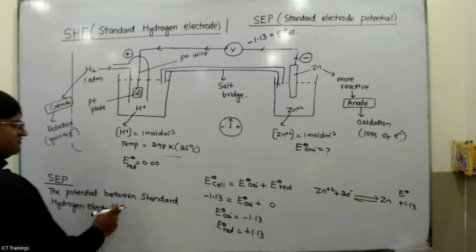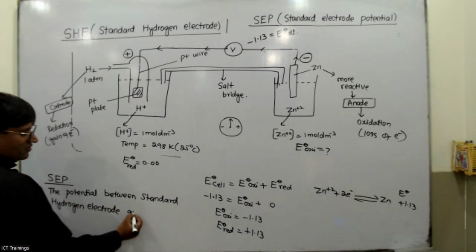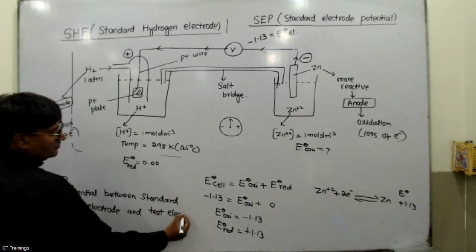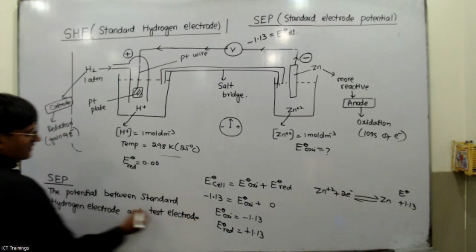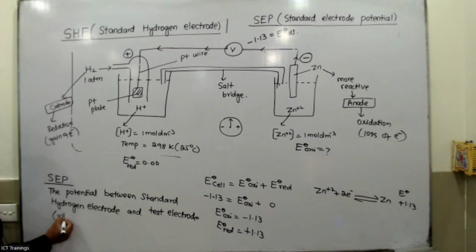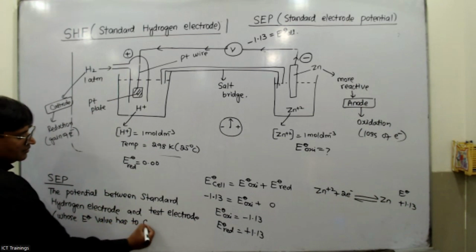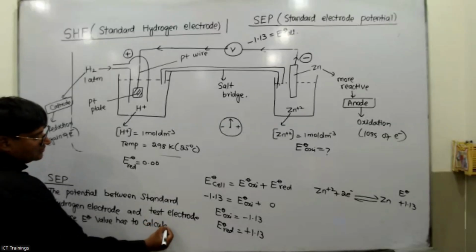Okay, the potential between the standard hydrogen electrode and the test electrode. Test electrode means the electrode whose E naught value has to be calculated.